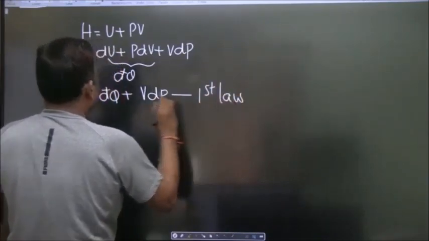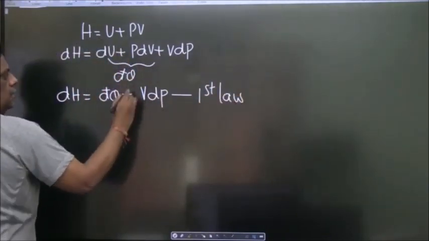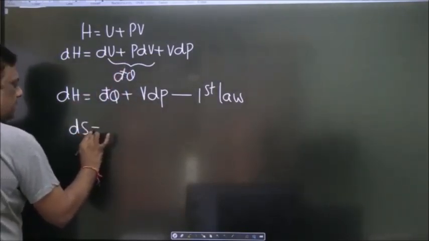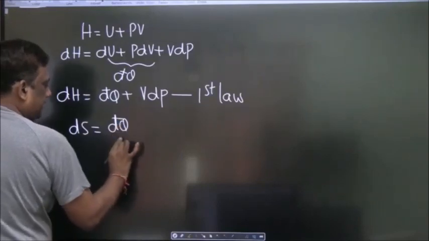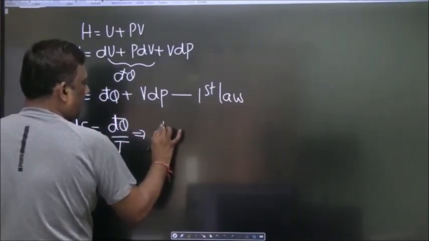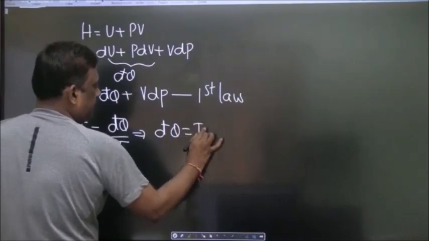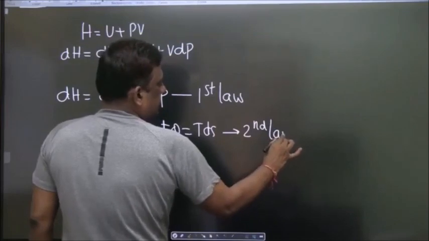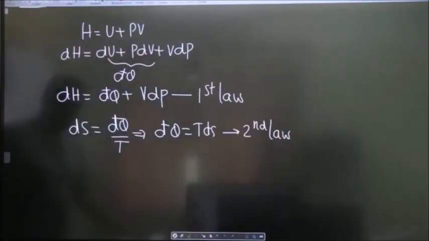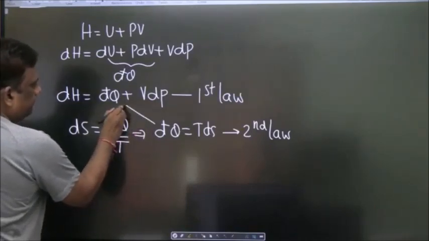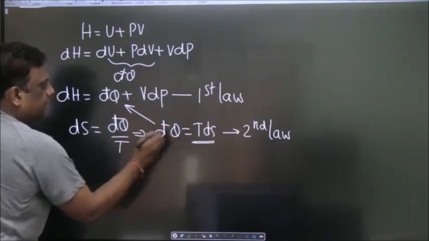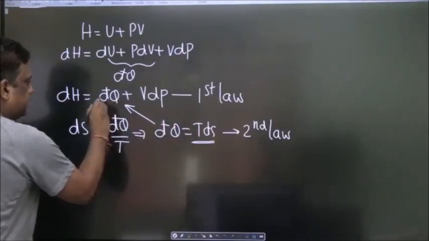I repeat, my dear students, du plus PdV is dQ. I have substituted it here. We got this from the first law. Now, ds is equal to d'q by T, or d'q is equal to TdS. This I got from the second law. So what I do is, I will substitute the d'q value as TdS in this equation.